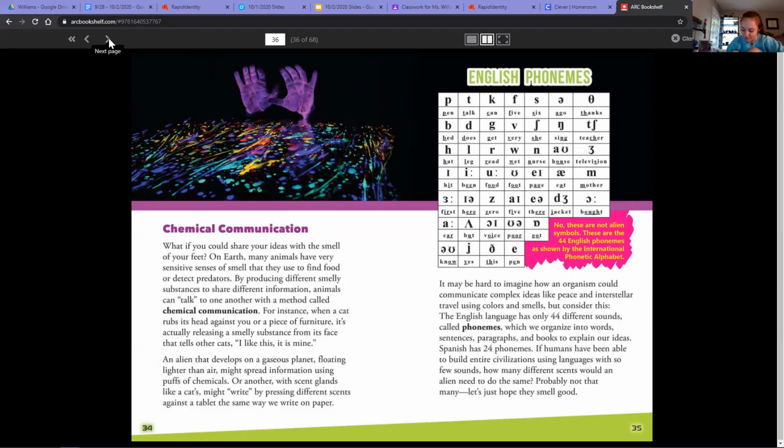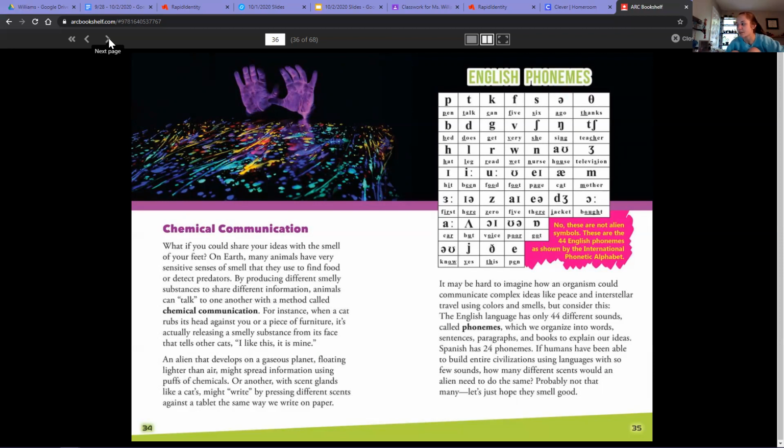An alien that develops on a gaseous planet floating lighter than air might spread information using puffs of chemicals. Or another with scent glands like a cat might write by pressing different scents against a tablet the same way we write on paper. It might be hard to imagine how an organism could communicate complex ideas like peace and interstellar travel using colors and smells.